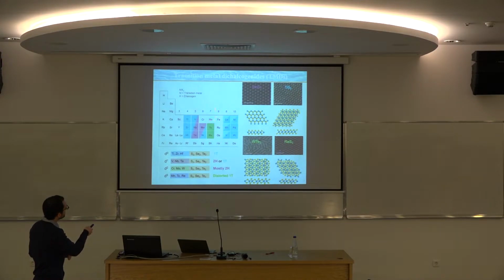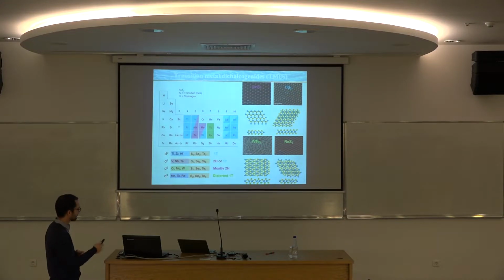And you have this group 7 that typically corresponds to this distorted structure. So the best example is this rhenium sulfide. So you can see here the diamond cluster of the rhenium atoms, or you can have this zigzag chain here from this tungsten ditelluride.